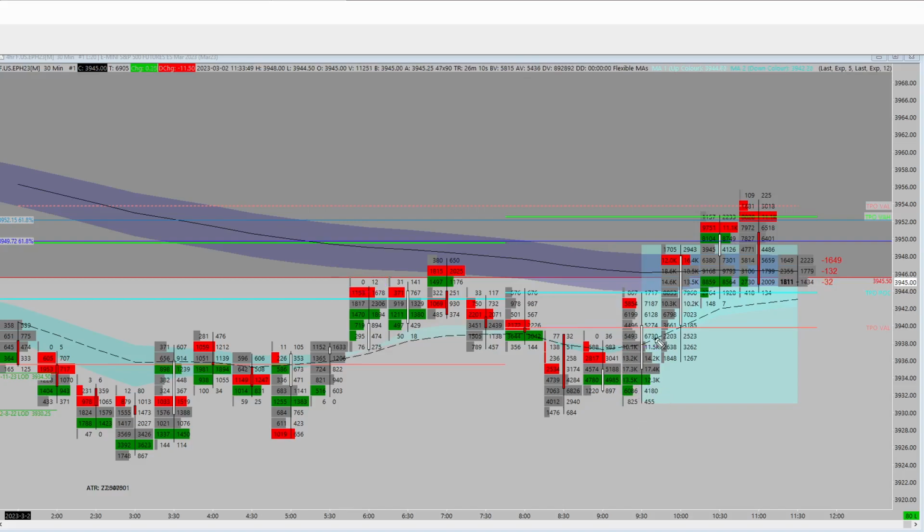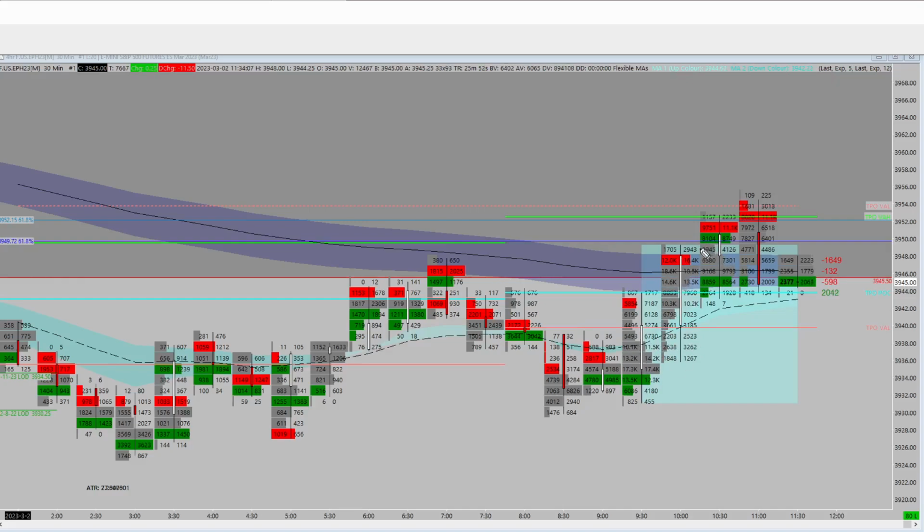And I went long. I'm not only using the 30-minute tape here, I'm using the 5-minute and looking for specific things on the footprint charts to engage a trade. So I took the long there. Again, I went half off at 6 points, and then I flipped to micros.